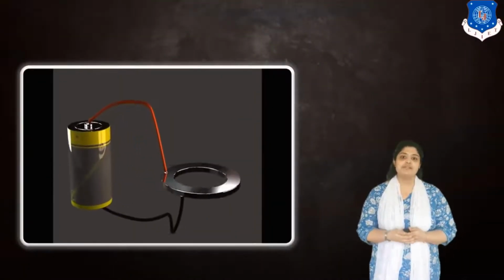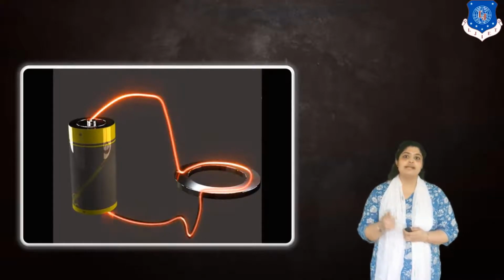So we have a simple battery at a normal temperature. It is passing current through this normal metal. Now what we do is convert it into a superconductor by lowering the temperature.